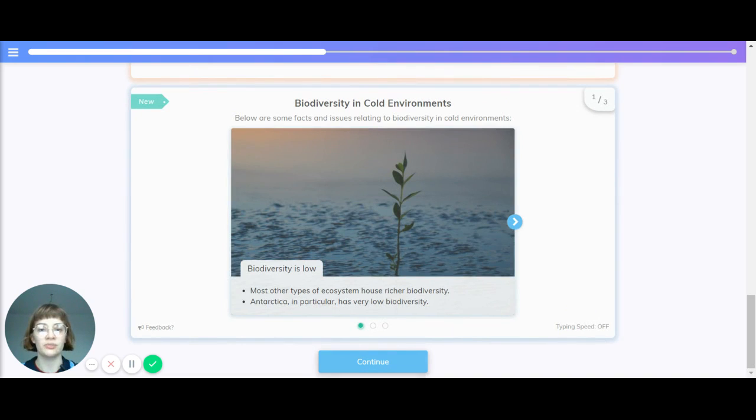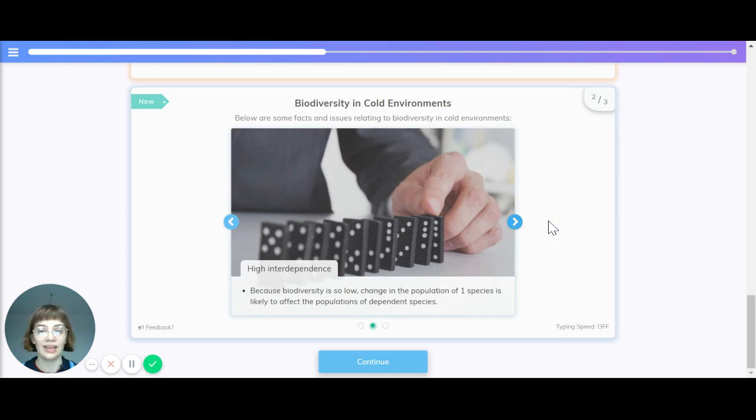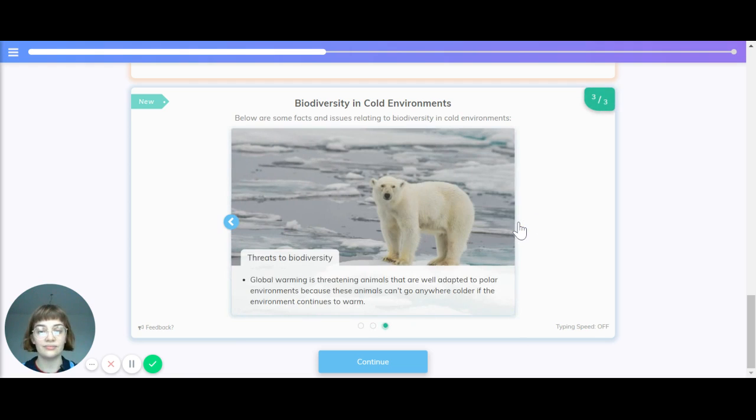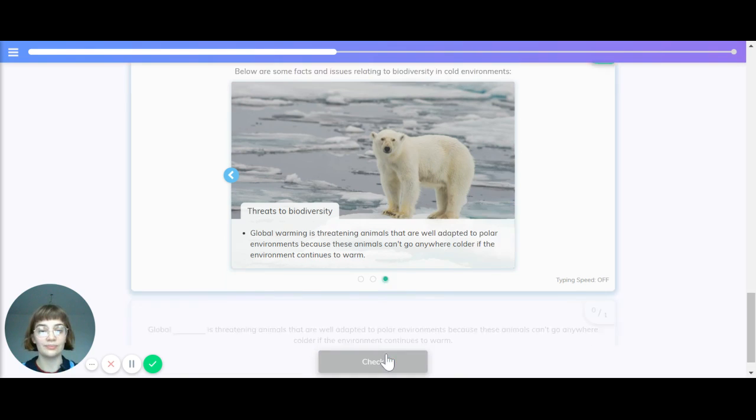Now let's have a look at a new topic, which is biodiversity. So here are some facts and issues relating to biodiversity in cold environments. Firstly, biodiversity is low. Most other ecosystems house rich biodiversity. Antarctica in particular has very low biodiversity. Secondly, high interdependence. Because biodiversity is so low, change in the population of one species is likely to affect the populations of dependent species. Finally, threats to biodiversity. Global warming is threatening animals that are well adapted to polar environments because these animals can't go anywhere colder if the environment continues to warm.